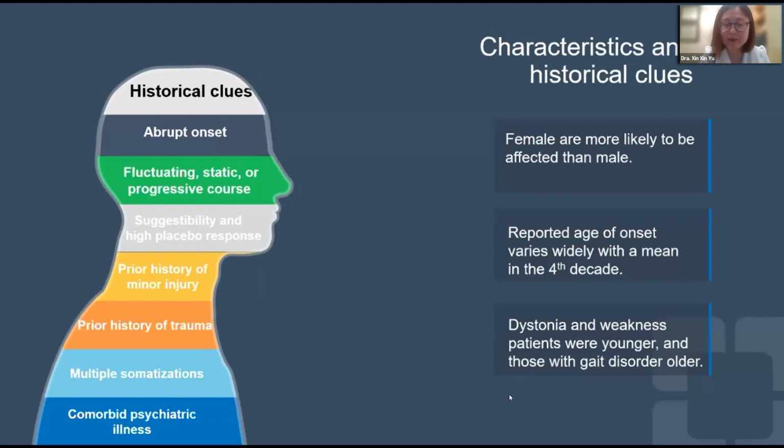Some of the other characteristics of FMD include that females are more likely to be affected than males, and the reported age of onset varies widely, with a mean in the 4th decade. But a recent study has shown that patients with dystonia and weakness subtypes tend to be younger, and those with gait disorder tend to be older.